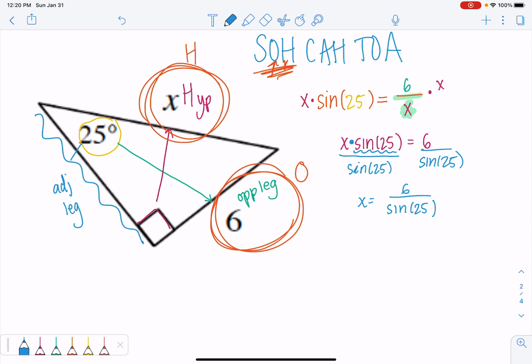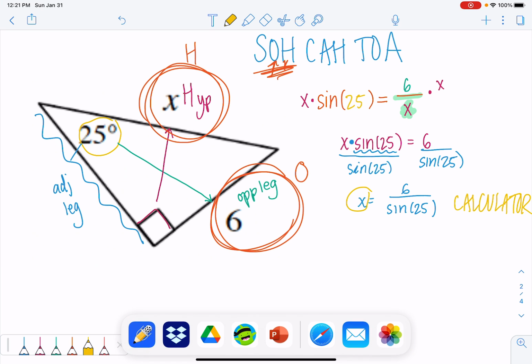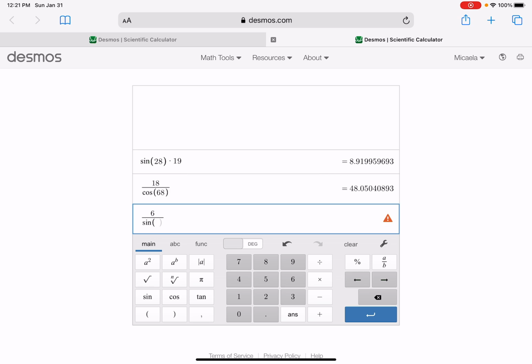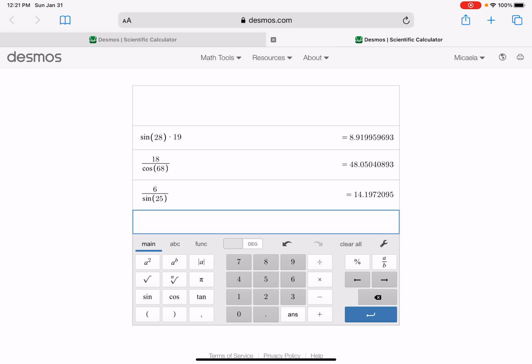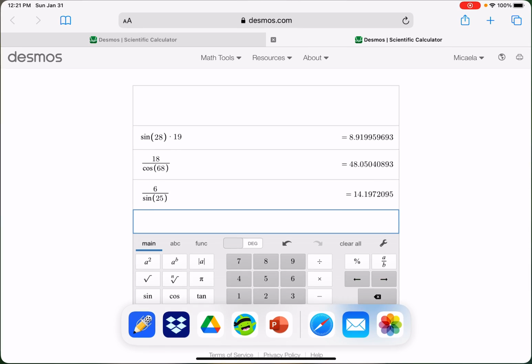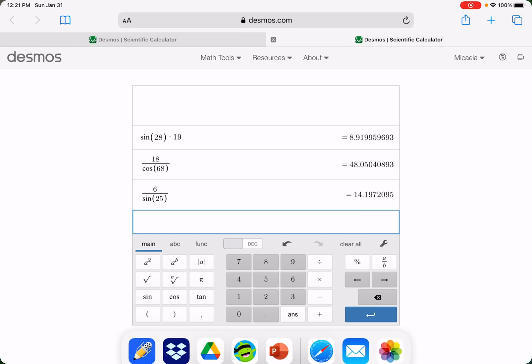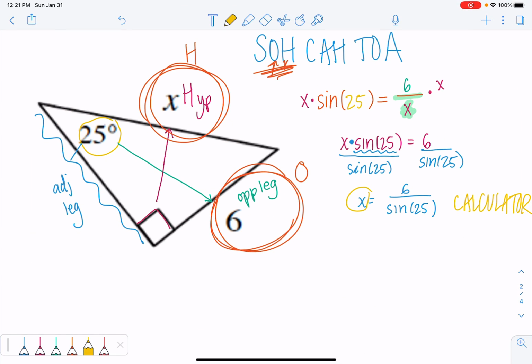Our variable x is alone, so now it's time for your calculator. Go to Desmos, type in 6 divided by sine of 25. We get 14.197. Or we could say 14.2 if we round. So x equals 14.2.